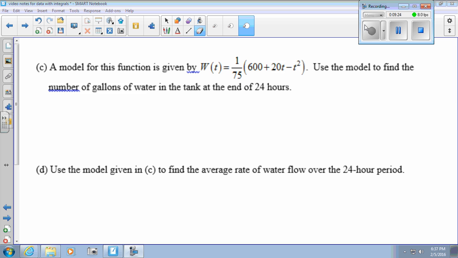Okay, to that we're going to have to add how much water has been added to the tank, which would be the integral from 0 to 24, because we want in the 24-hour period, okay, of our equation 1/75 times 600 plus 20t minus t squared dt. Okay, you can integrate that by hand, and I'd like you to pause the video and do the integration, and then you can turn it back on and check in just a minute.